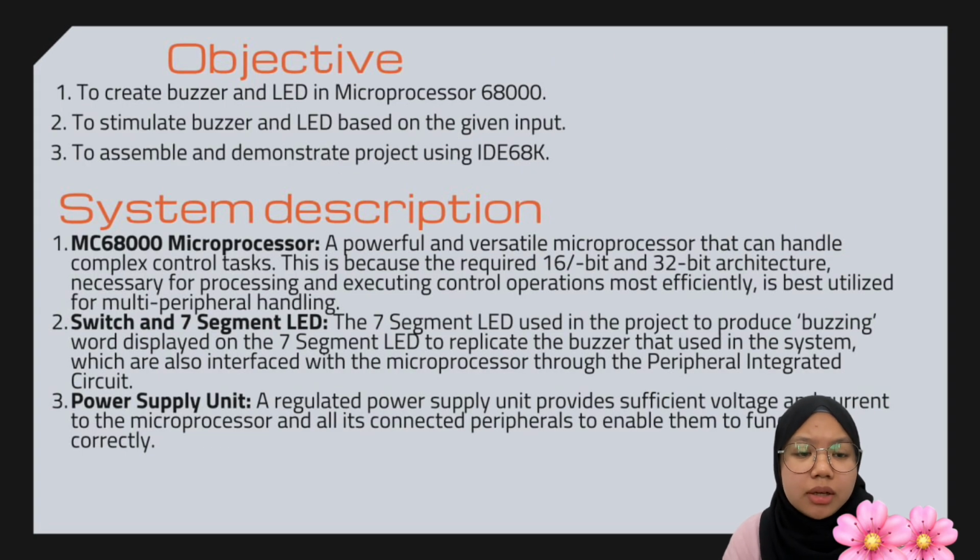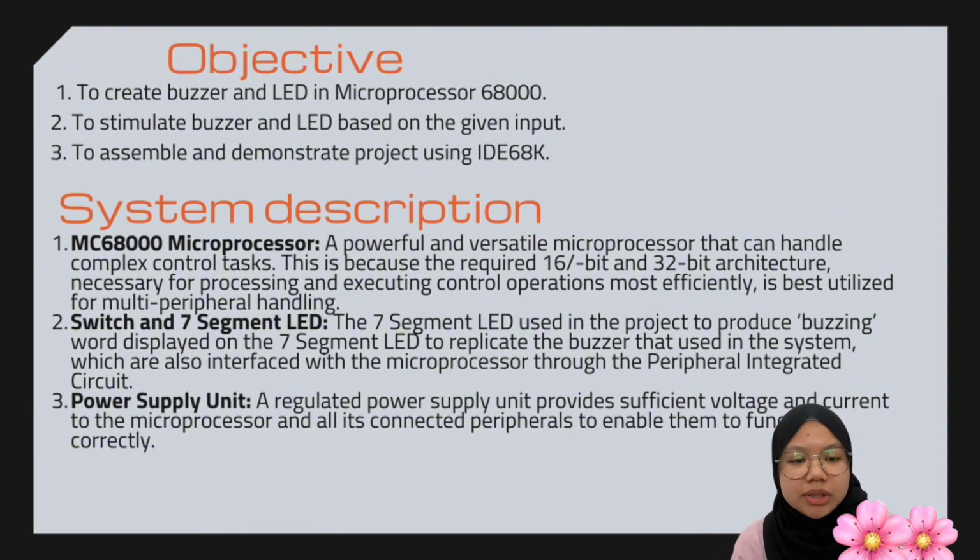This project aims to design a system that can control a 7-segment LED that produces the word BUZZ in response to input and output signals given by the MC68000. There are 3 objectives in this project. First, to create a 7-segment LED to display BUZZ when triggered by a switch in microprocessor 68000. Secondly, to simulate the switch and 7-segment LED based on the given input. Thirdly, to assemble and demonstrate the project using IDE 68K.